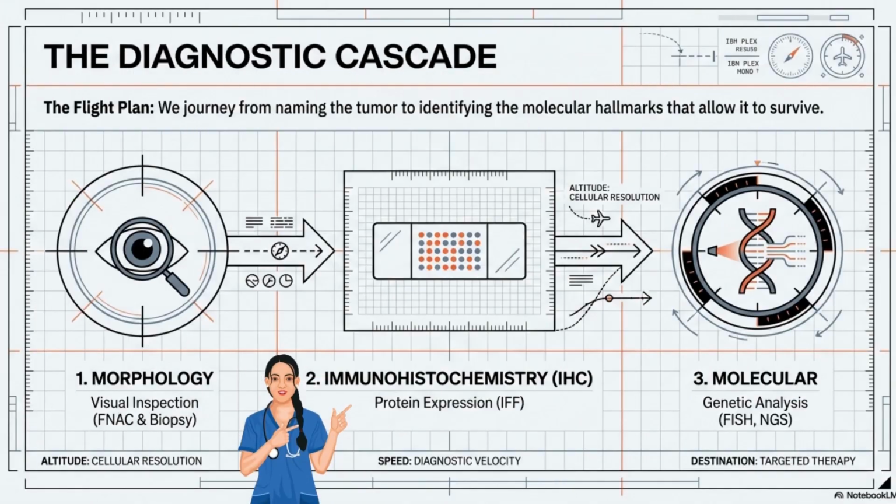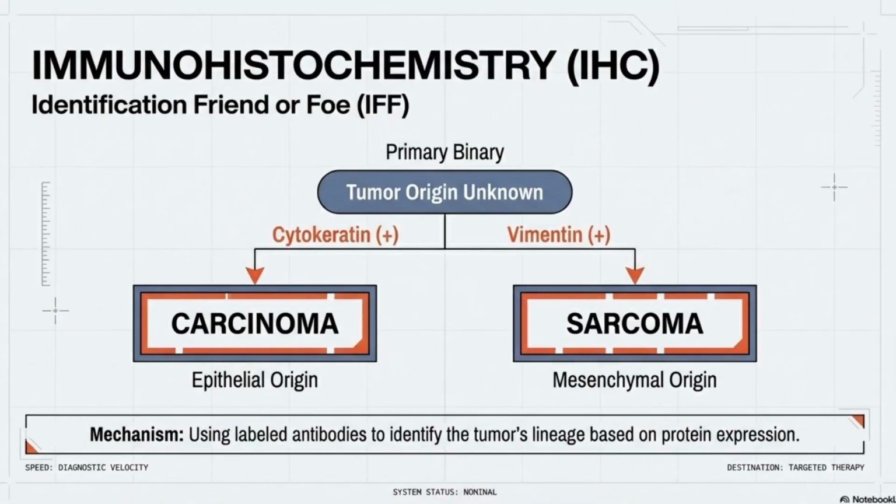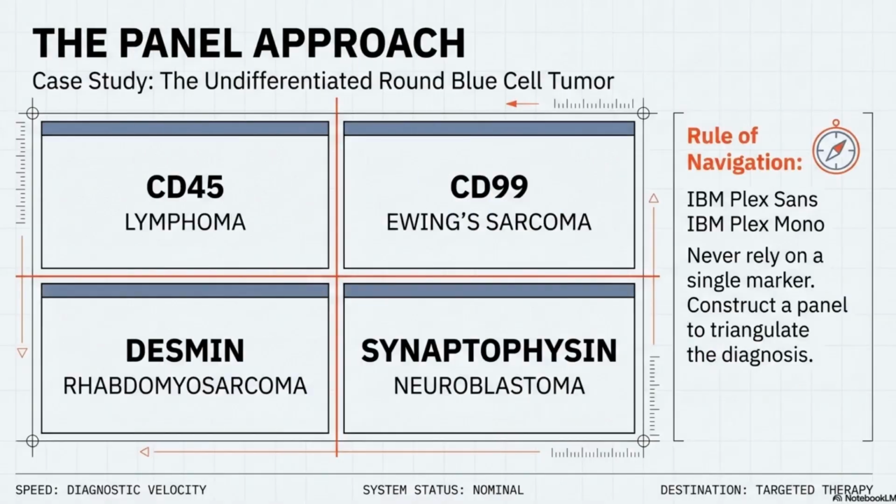IHC or immunohistochemistry. We use labeled antibodies to find the tumor's origin. For example, if the IHC is cytokeratin positive, it points towards carcinoma, whereas vimentin positive points towards sarcoma. Just remember this rule. Next we'll see the IHC panel approach.